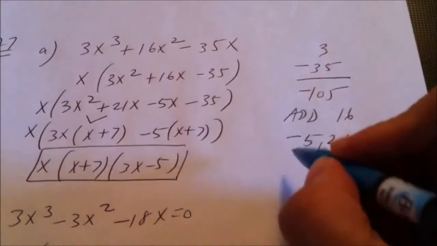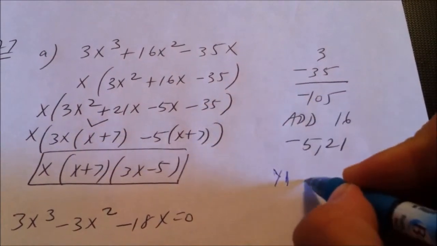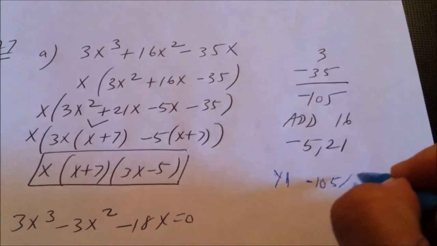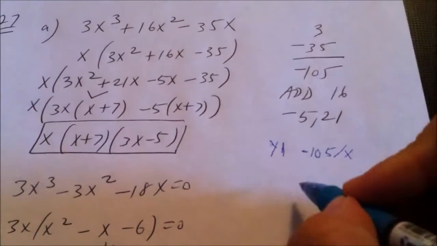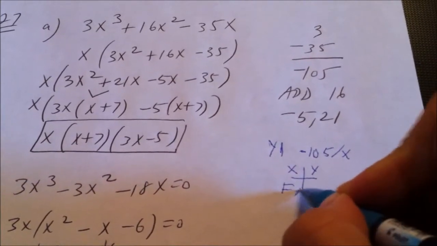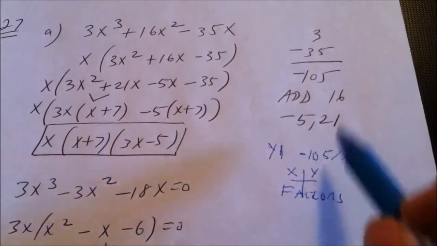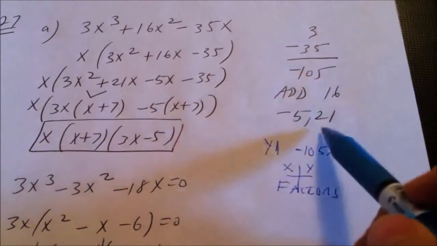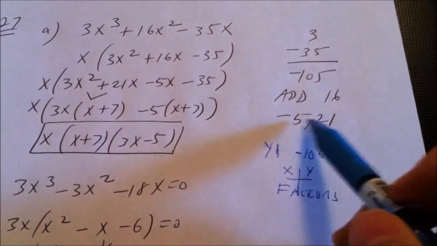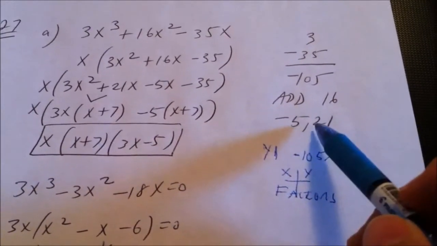Now here's a little trick if you want to find the factors. If you go into y1 and you put that constant, which is -105, divided by x, and then you look at your table, it's going to give you all of the factors of -105, which is fantastic for something that's really difficult to find factors of. I myself did this for this question. And then you look at the 2 columns and see which ones add up to 16, and this did.